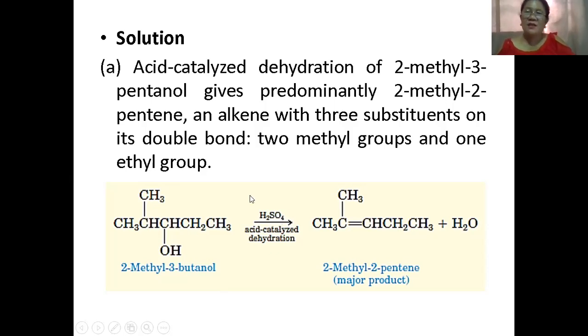So, same thing with sulfuric acid and the dehydration process. What happens is, where do we get the OH? This is our OH. Adjacent to this is this one, not that one. This one. Therefore, this will form 2-methyl-2-pentene, which is the major product of this reaction, and of course, water.